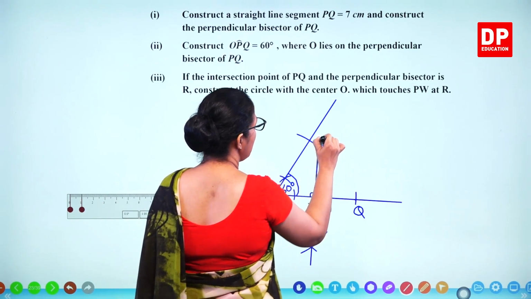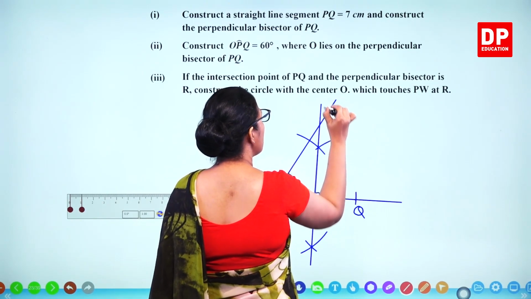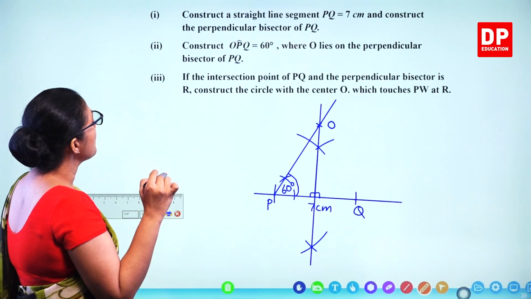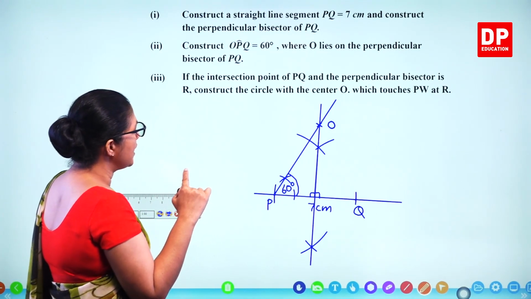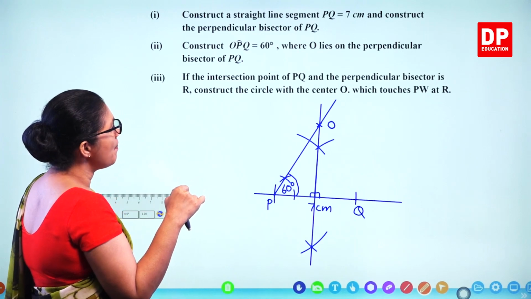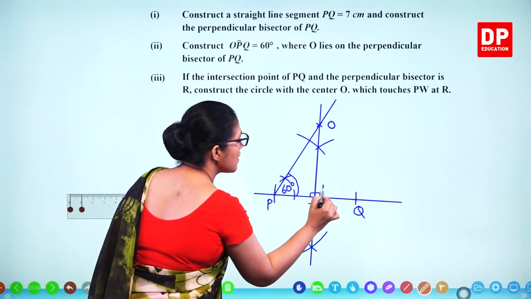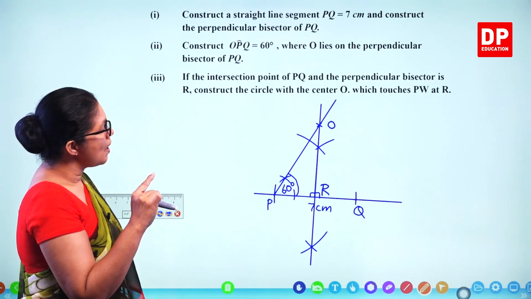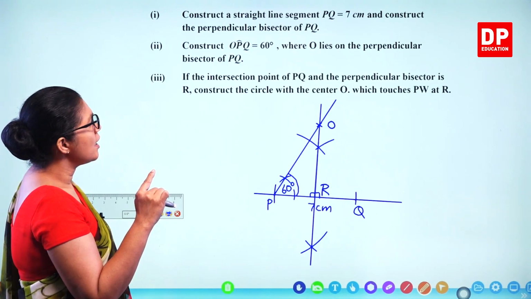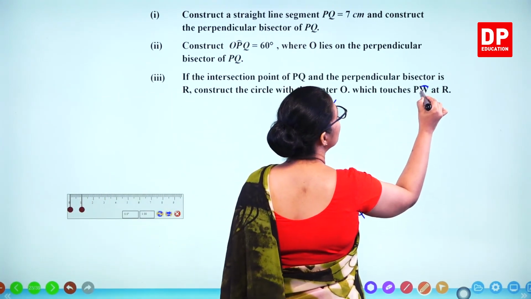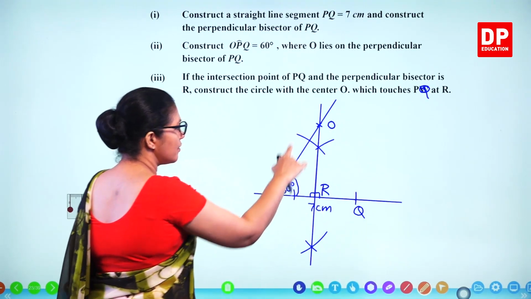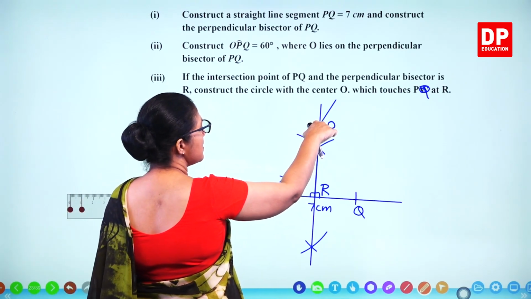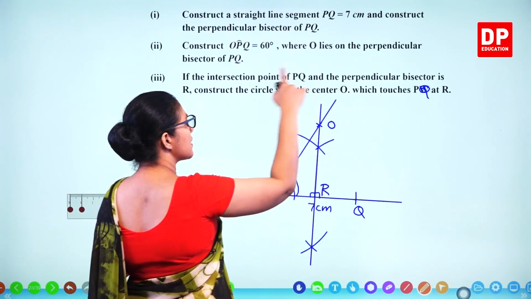So I'll take from here. So this is the perpendicular bisector. O is here. If the intersection point of PQ and the perpendicular bisector is R, this one is R. Construct the circle with the center O which touches PQ at R. So that means you have to draw the circle so that the center is this, R is here. So you have to draw the circle.